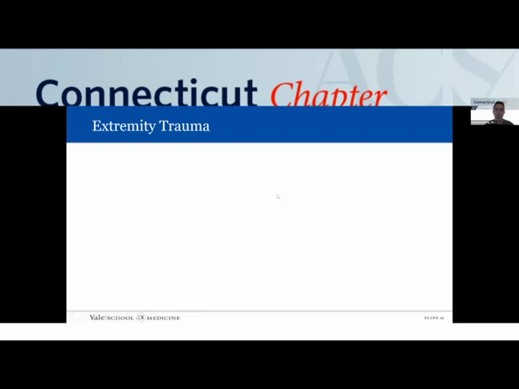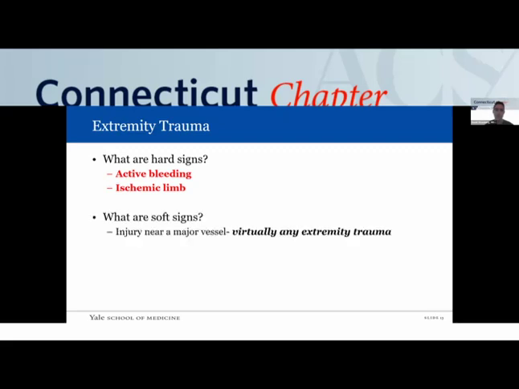And so I'm trying to make things as easy as possible. So the easiest way that I remember hard signs of vascular injury is if there's active bleeding or an ischemic limb. That's it. Those are the true hard signs of vascular injury: active bleeding or ischemic limb. As for soft signs, so we talk about injury near a major blood vessel. This is virtually any extremity trauma, especially any penetrating extremity trauma.